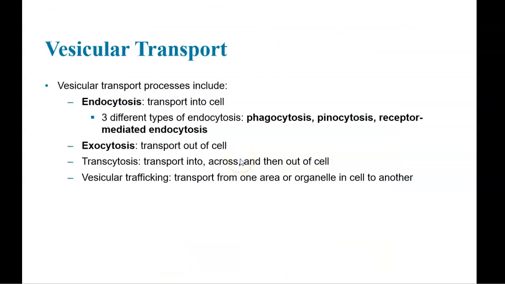For vesicular transport, these processes include endocytosis, which transports into the cell, and there's different types of that. There's phagocytosis, pinocytosis, and receptor-mediated endocytosis. There's exocytosis, which is going to transport out of the cell. Transcytosis, which transports into the cell, then across, and then out. And then there's the vesicular trafficking, which transports from one area of the cell to another.